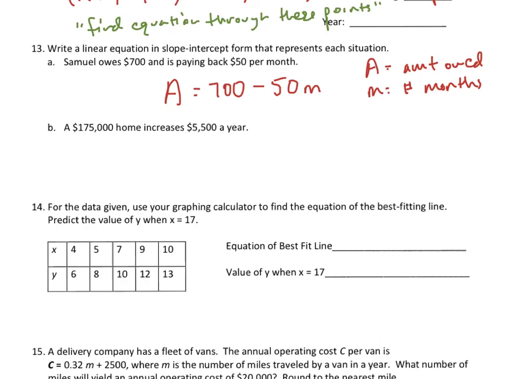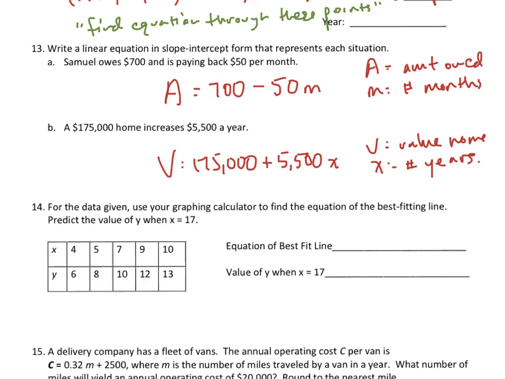Part B says a $175,000 home increases at $5,500 a year. So I'm going to say V is the value of the home. The value of the home starts at 175,000, and is it increasing or decreasing? If you say that amount is decreasing, then you're not reading the problem correctly, because it says it increases. So you're going to add the amount that it increases per year, which is 5,500. And we'll just call the years x. So x is the number of years.